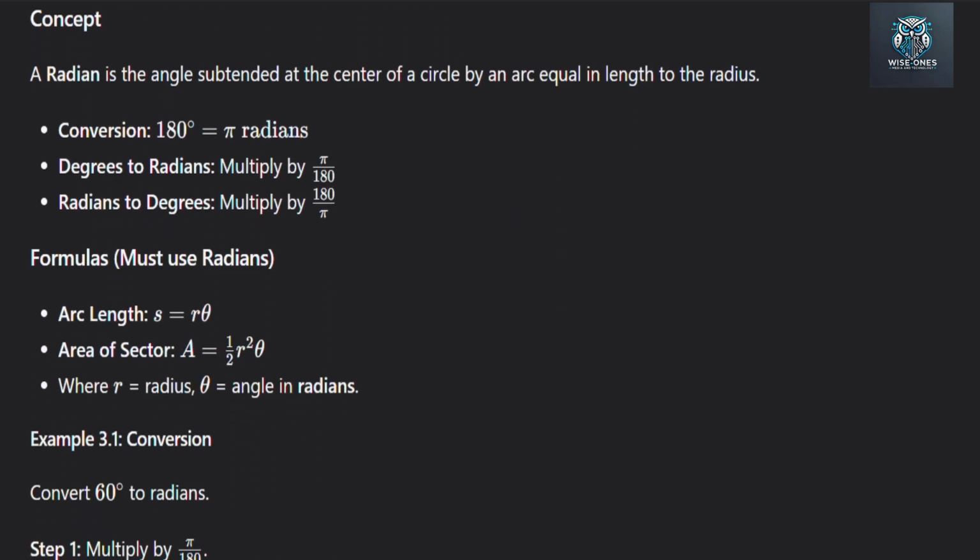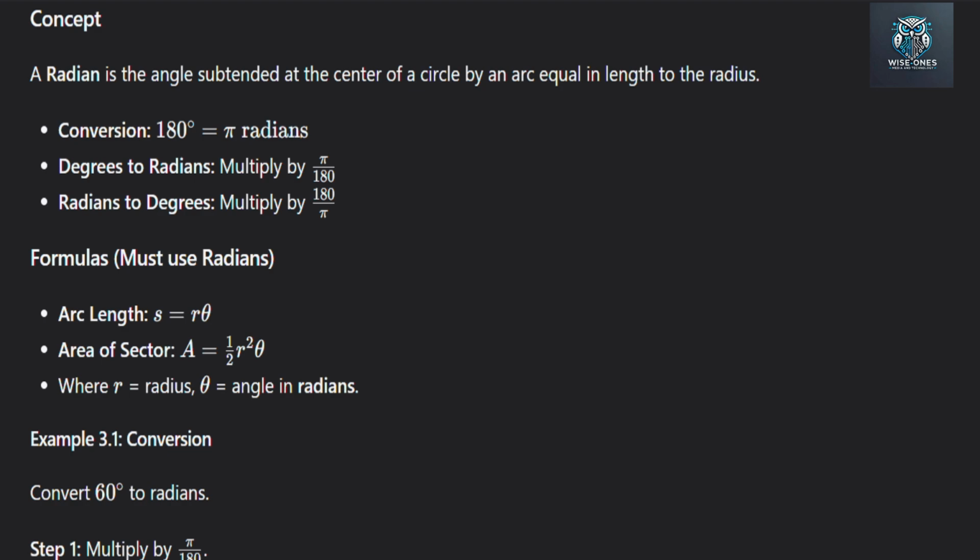Now let us move to section 4. Worked examples on angles in radians. What is a radian? A radian is the angle subtended at the center of a circle by an arc equal in length to the radius. That sounds complicated, but basically it is another way to measure angles instead of degrees.